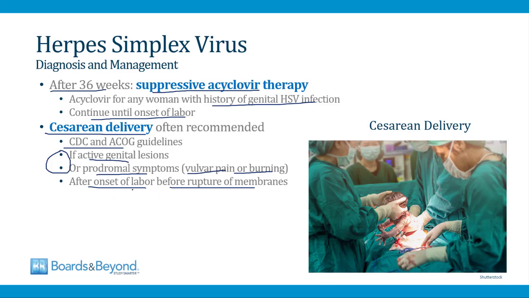In women who have responded well to suppressive therapy and have no active lesions or prodromal symptoms, the management is more complicated. In some cases, a vaginal delivery can be tried, but often a cesarean delivery is done just to avoid any possibility of transmitting the virus.